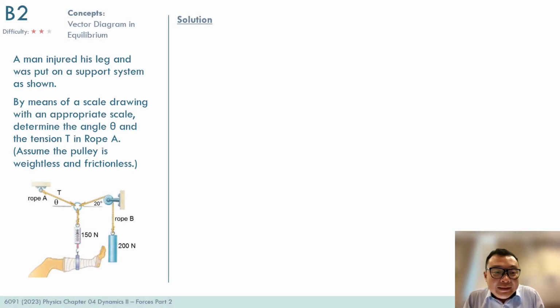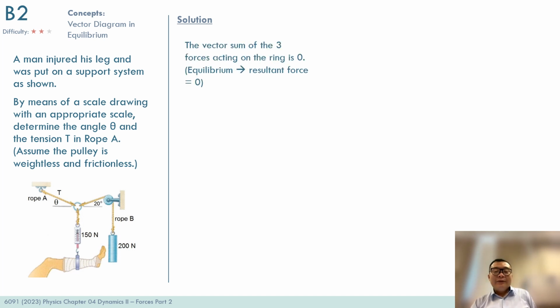This question is about the use of vector addition for an object at equilibrium. So you are to determine the tension T, its magnitude and its angle, and we should first realize that the whole object is at equilibrium, and we are actually focusing on the ring.